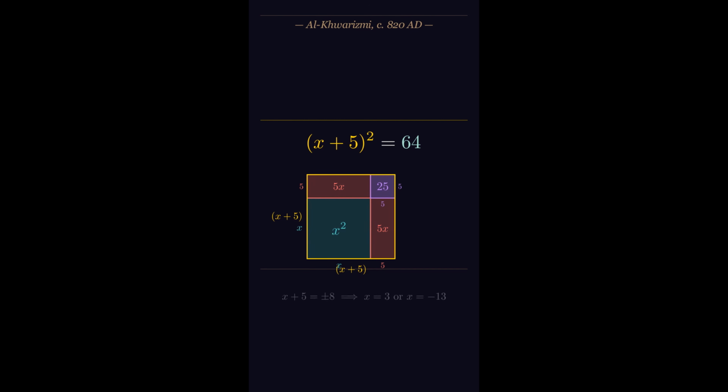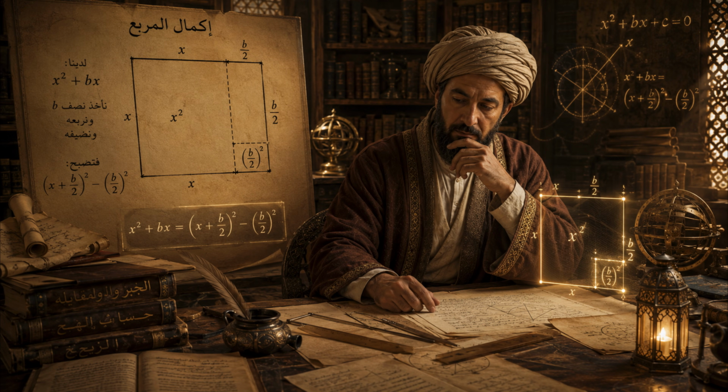Why did he do this? Because negative numbers were not accepted in the same way we use them today. So he handled different cases separately. And again, his method was based on completing the square.